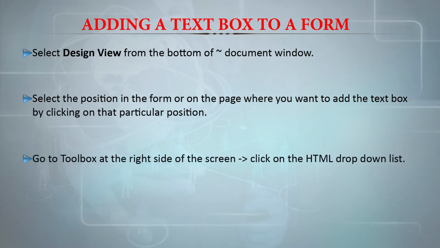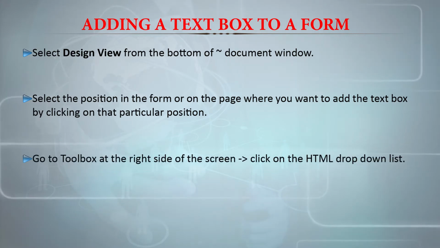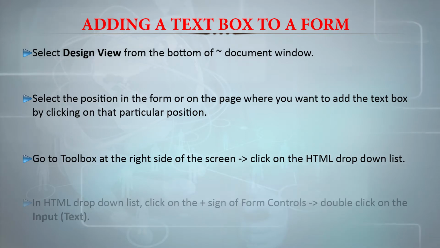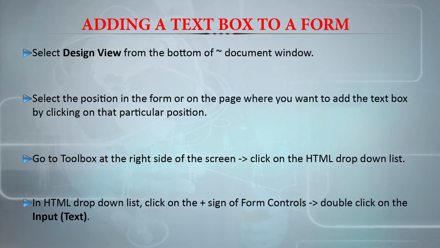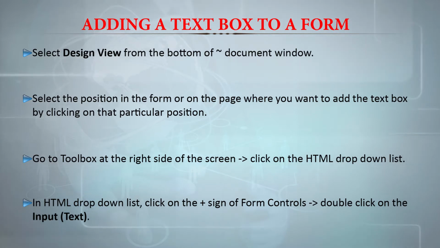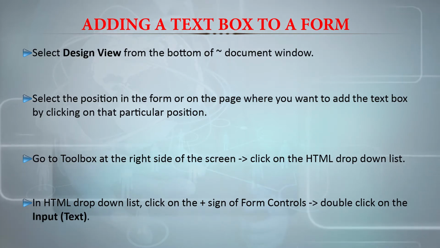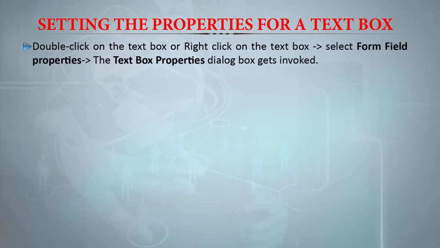Go to the toolbox at the right side of the screen, click on the HTML drop down list. In the HTML drop down list, click on the plus sign of form controls and then double click on the input, that is the text. Now you have to set the properties for the text box. Double click on the text box or right click on the text box, then select the form field properties. Basically in the text box, that particular field will have many properties or options to set. So you set the appropriate properties.